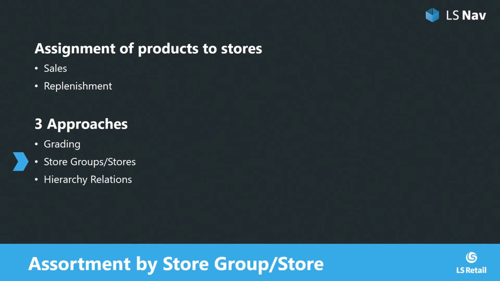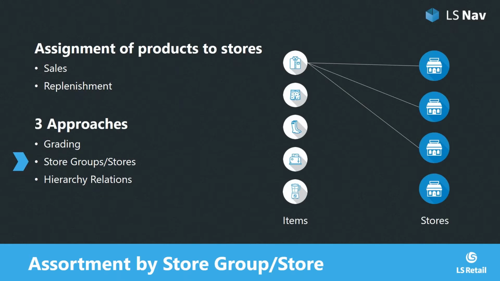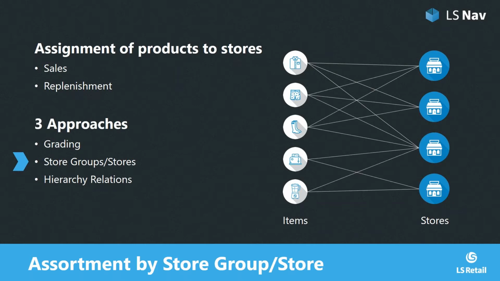Let's have a look at our second approach, store groups and stores. In this approach, we define for every single item in which stores this specific item is available. In my example, the shirt is assigned to the first 3 stores, but not to the last one. And we do the setup for all our items, one by one. This gives us full flexibility, and we can create all types of scenarios and exceptions if needed.